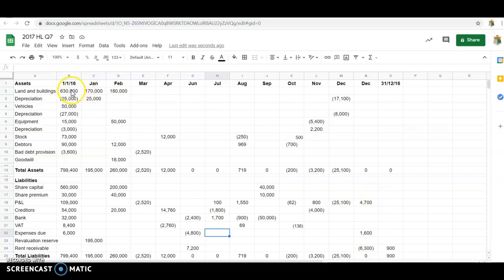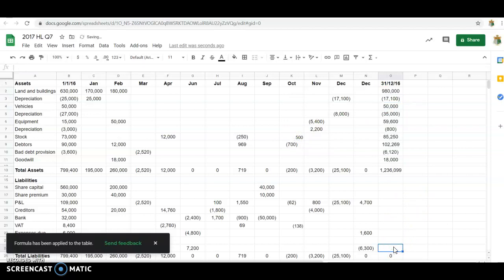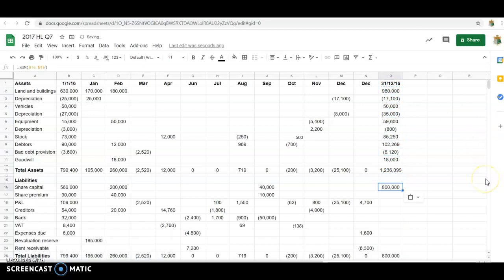So that's everything done now. If I just sum these, they will hopefully balance assets and liabilities. So just adding them all across and then down and cross-checking them. So my assets at the end of the year total 1,236,699, and my liabilities 1,236,699. Okay, so that is that one done.